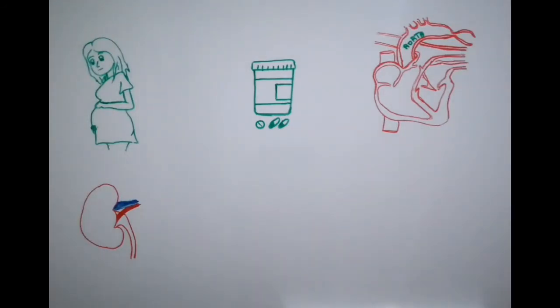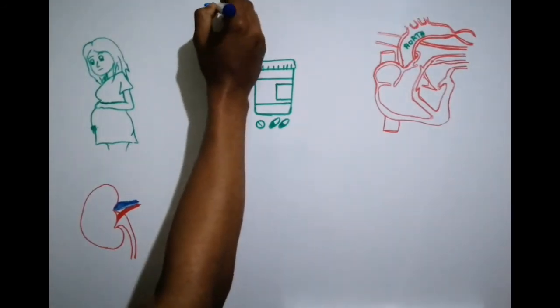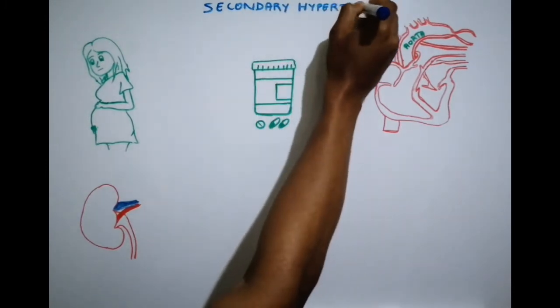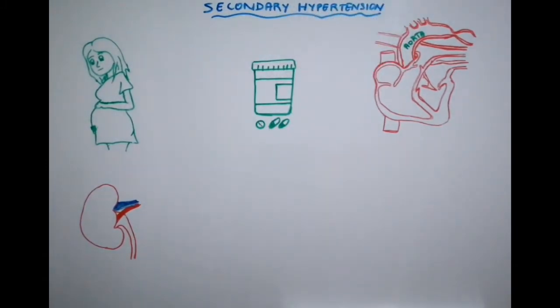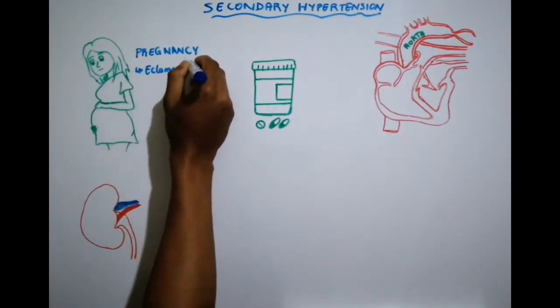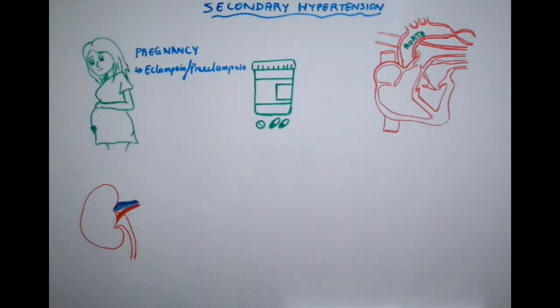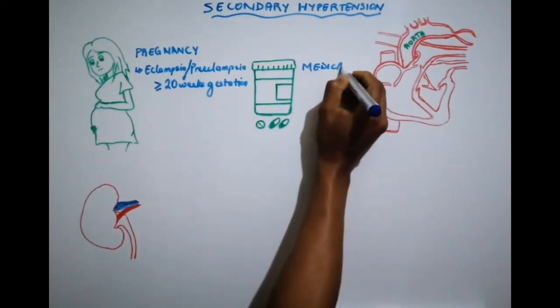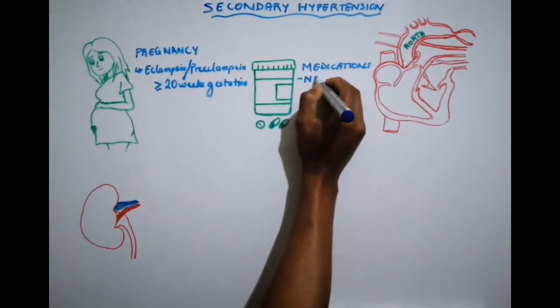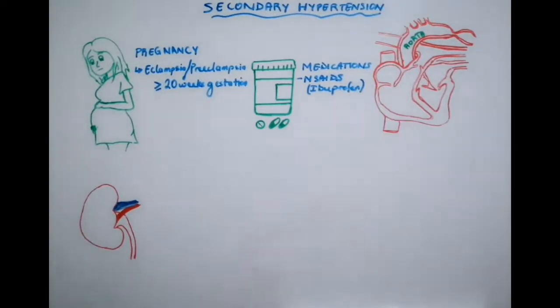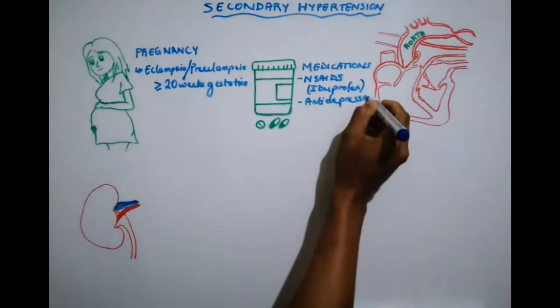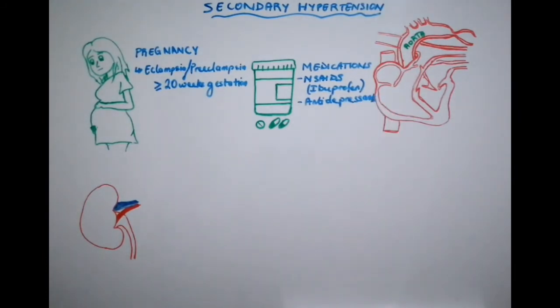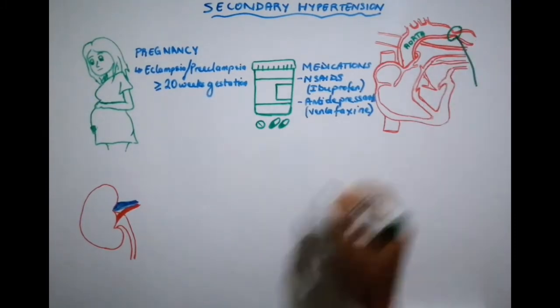Secondary hypertension is hypertension that is caused by an underlying disease. For example, pregnancy. In pregnancy, the hypertension here is called eclampsia or preeclampsia, and it occurs at 20 weeks of gestation or beyond that period. Hypertension can be caused by some medications such as non-steroidal anti-inflammatory drugs like ibuprofen, antidepressants which potentiate the release or effect of epinephrine or norepinephrine.